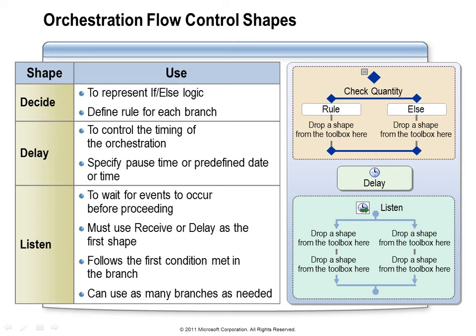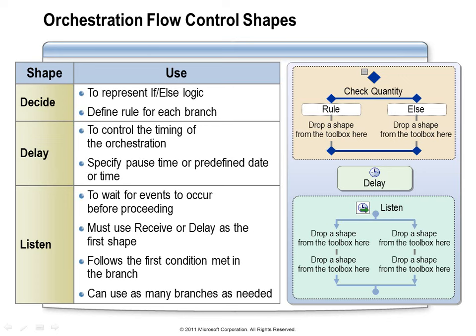The subsequent shapes in that branch will execute, and then the listen shape will move on. You can add additional branches to the listen shape simply by right-clicking and then choosing Add Branch, the same as you do with the decide shape. There is a constraint with the listen shape that this picture doesn't show, and that is that the first shape in each branch needs to be either a receive shape or a delay shape. So that opens up the possibility of defining a timeout.